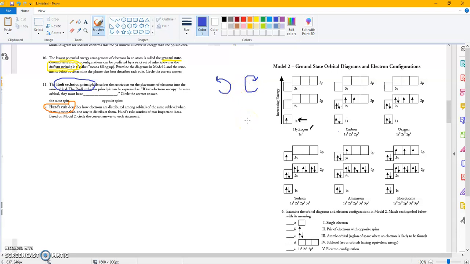If they were both spinning the same way, their momentum would add up and it would cause them to leave the orbital, which is not good. So they're going to spin in opposite directions, and that way their momentum cancels each other out, and they can stay in there and be stable. So whenever you have 2 electrons in one orbital, you always have their spins going opposite ways. That's why we use arrows, to denote that.